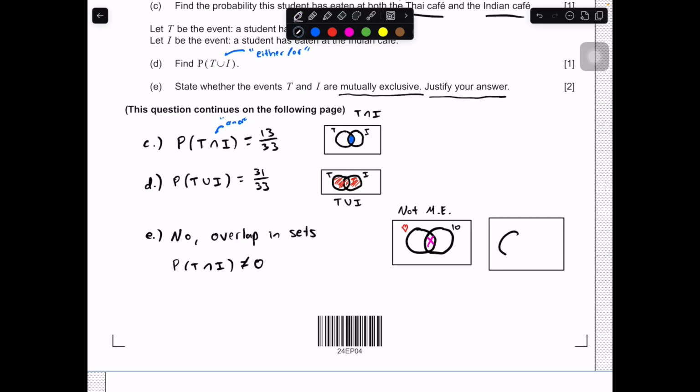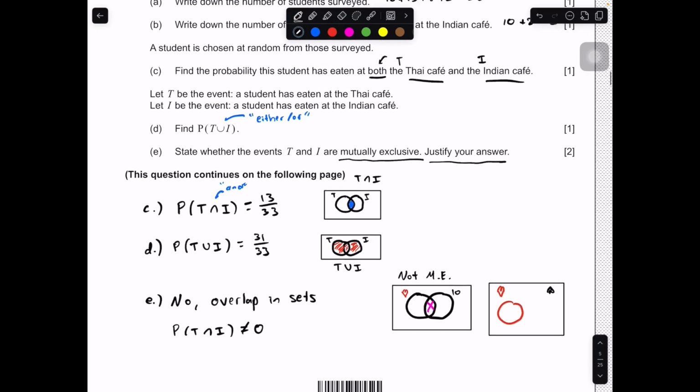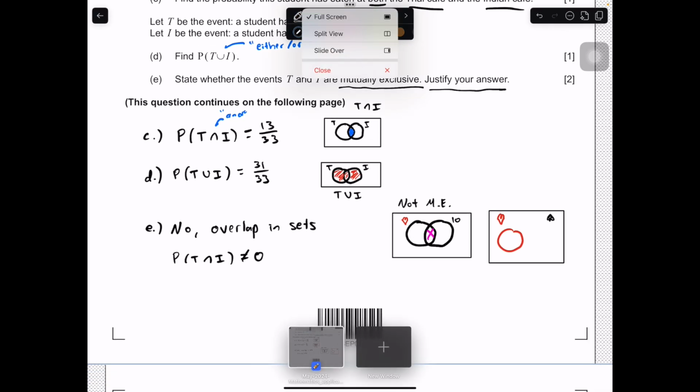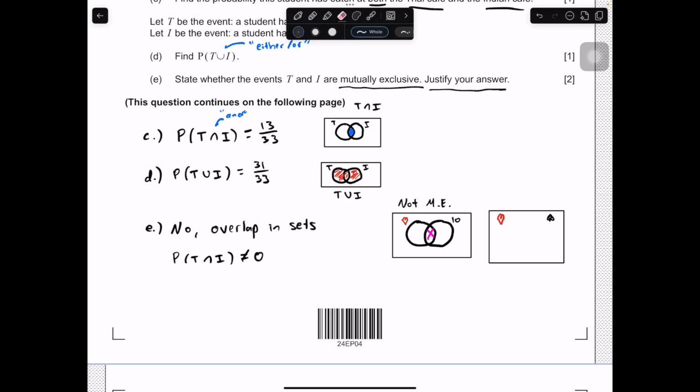But what about this idea of, let's say, a spade? Something like that. Is it possible to have a spade and a heart? I guess I'm going to have to redraw this. No. Spades and hearts. Hearts and spades do not have any overlap. It's not possible to have both of these events occur at the same time.